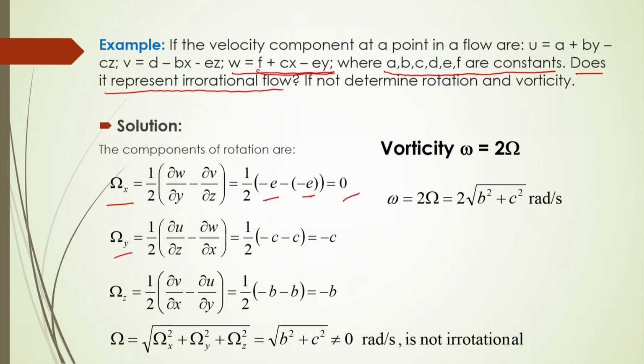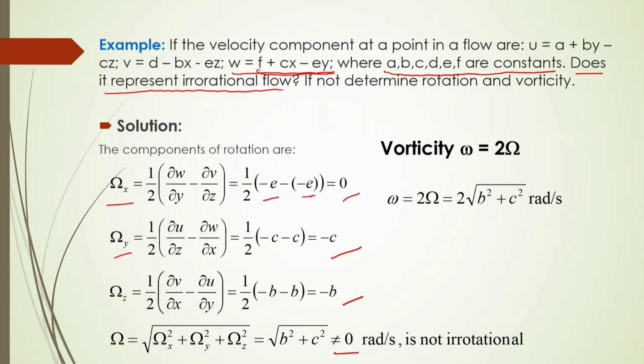Similarly, in the y direction omega will be equal to minus c, and in the z direction omega will be equal to minus b. Finally, the resultant angular velocity will be equal to root over omega x square plus omega y square plus omega z square. After substitution, it will come root over b square plus c square, which will not be equal to 0. What does it mean? The flow is not irrotational, it is rotational flow.